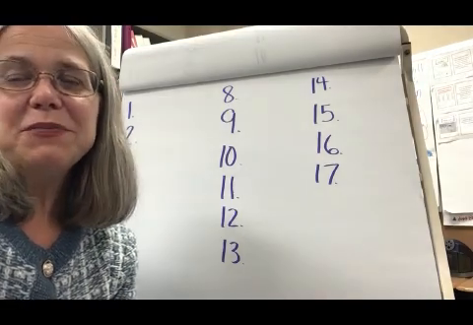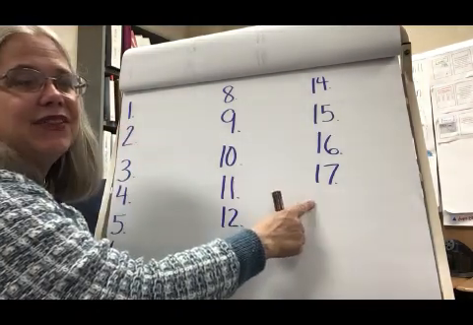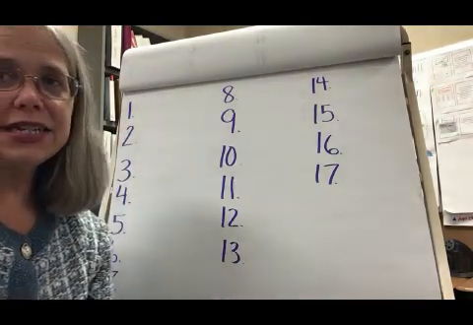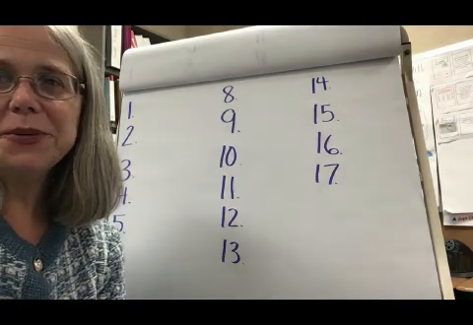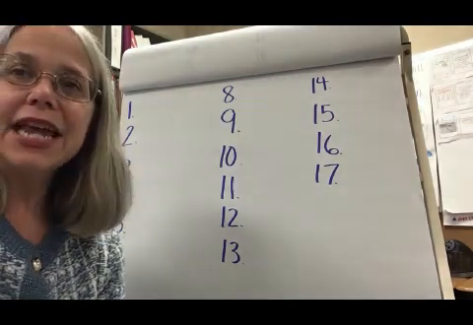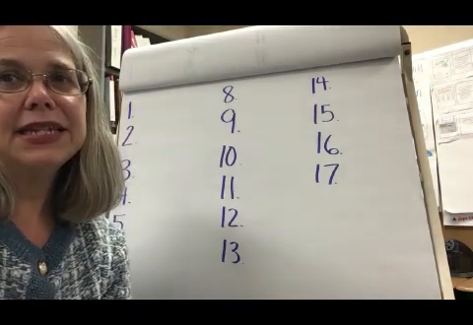Okay, we're ready for spelling. Write your numbers 1 through 17. We have 17 sounds we're going to work on today. I'm going to say a sound. You're going to repeat the sound and name the letter that makes that sound.